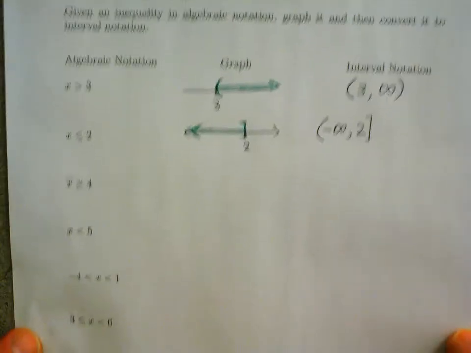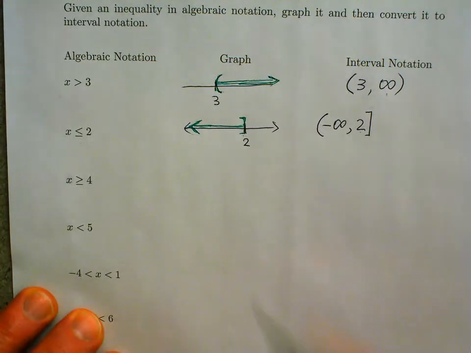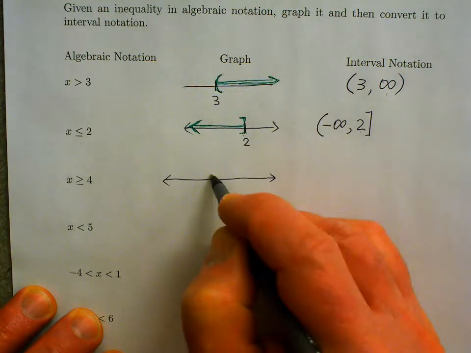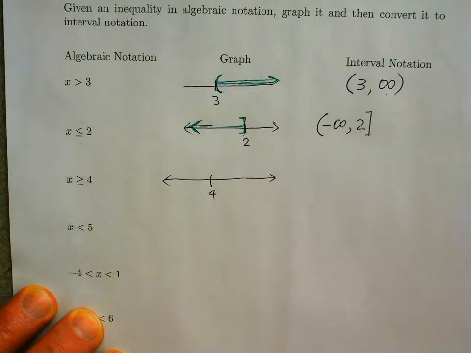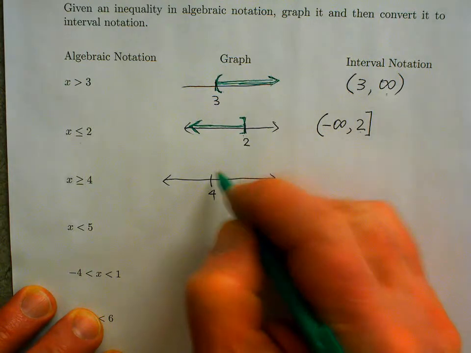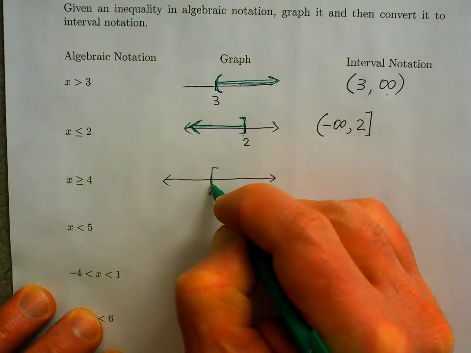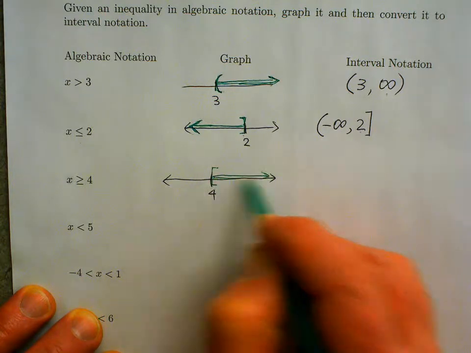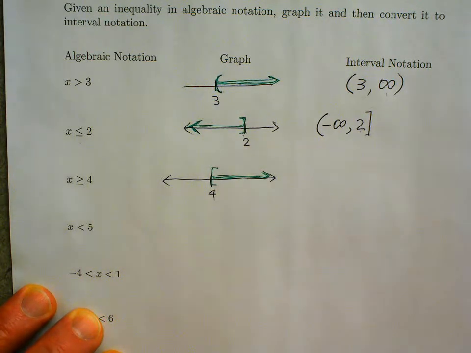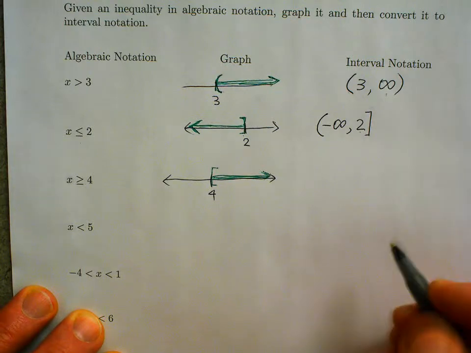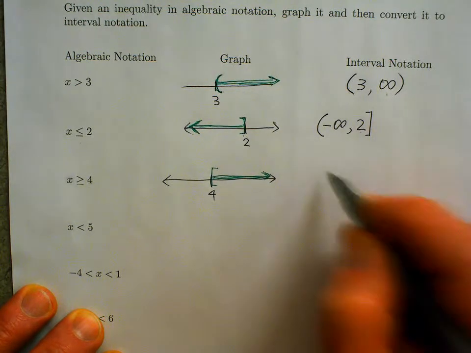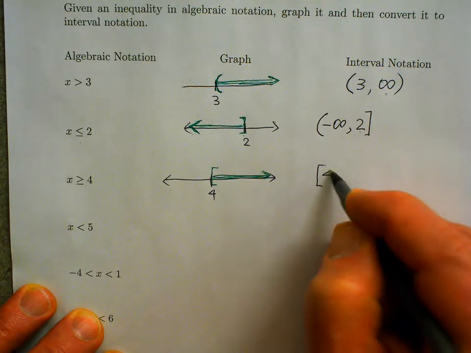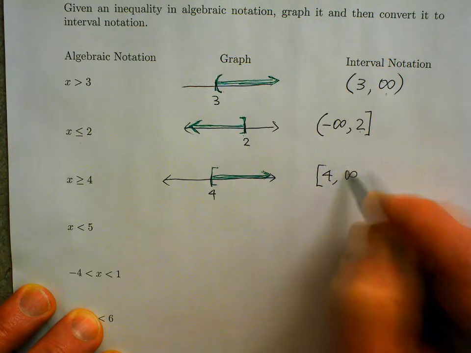Okay, the next one, x is greater than or equal to 4. So we'll graph this, plot the number 4, put a bracket at 4 because of the or equal to 4, and then shade to the right. The interval notation, we use a bracket, 4, comma, infinity, parenthesis.